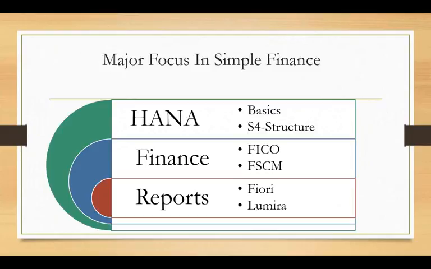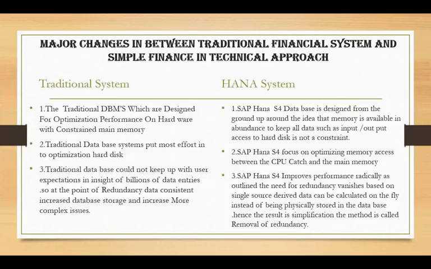Number one, basics of HANA. Number two, finance. The major concentration is FICO, FSCM, and TRM, cash and liquidity. And if you come to the reporting tools, Fiori and Lumira, then this is a complete package of simple finance apps. Now we are going to discuss. There are two ways we need to understand. One is from the technical point of view, what is the main difference between the traditional approach, that means the traditional database, and also this S4 HANA database.